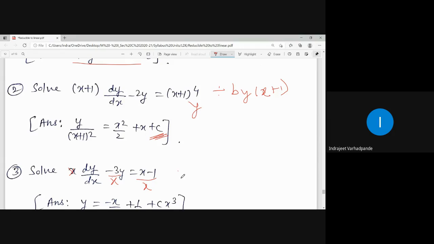1 upon x, minus x, 1 minus 1 by x. Right? So this will be identified as q. This will be your p. So dy by dx minus py is equal to q. So p will be minus 3 by x because our standard form contains only plus. So whatever is with the negative sign should be absorbed as a value of p. Clear? I hope it is okay.